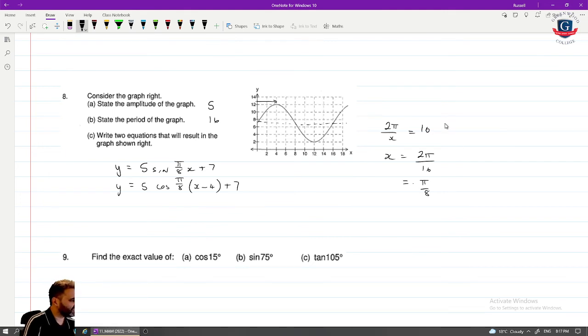Question 8. Where's question 8 gone? There it is. 5 sine pi on 8 x plus 7 agrees with me. Y equals 5 cos pi on 8x take 4, yep, both of those work. Well done me.